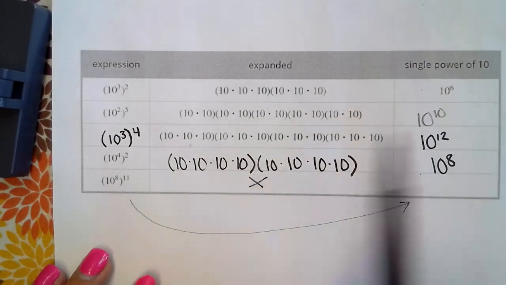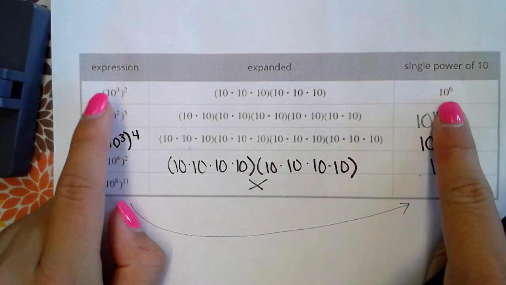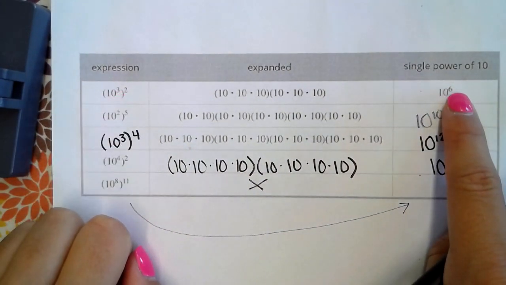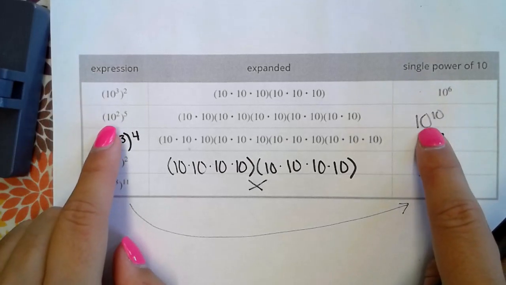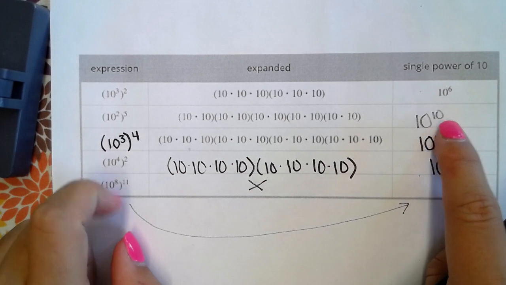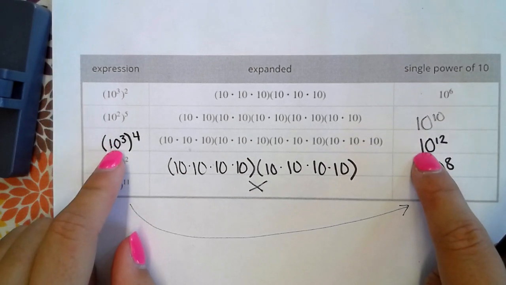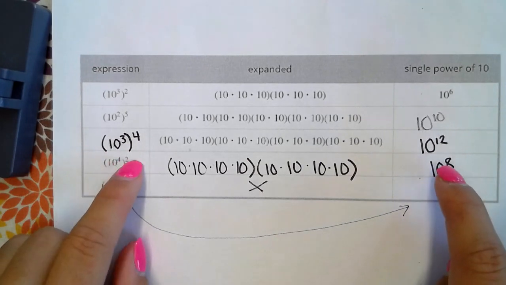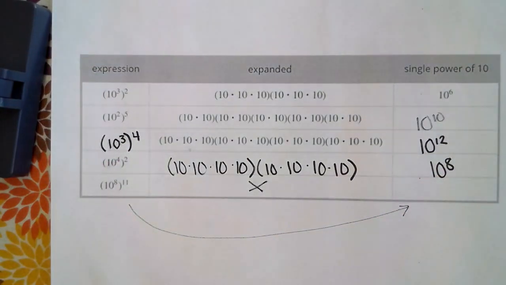Hopefully you're seeing that all you have to do is keep the base the same and multiply the exponents. Let's check and see if that works. This first one, base is the same. 3 times 2 is 6, so that works. Second one, base is the same. 2 times 5 is 10. That one works. Base is 10, 3 times 4 is 12. And then down here, base is 10, 4 times 2 is 8. So that is going to be our new rule for today.